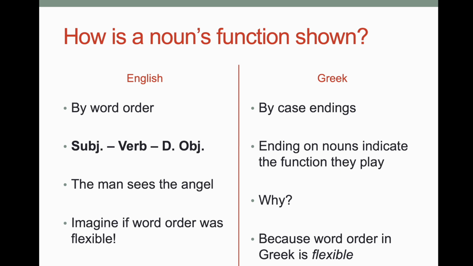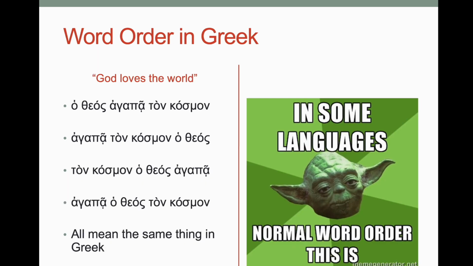That's why English isn't flexible, whereas in Greek, our sentence order is flexible. So we need to show the function of the word by these case endings so that we're able to distinguish subject, direct object, indirect object, possession, etc., etc.